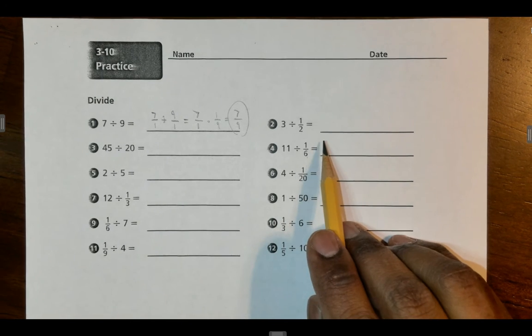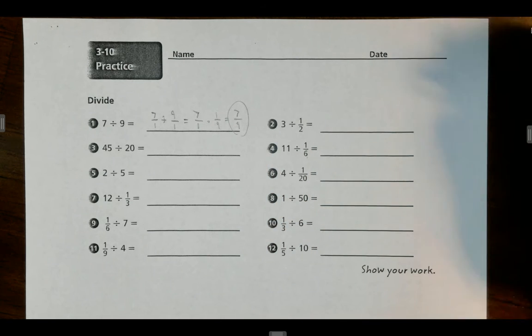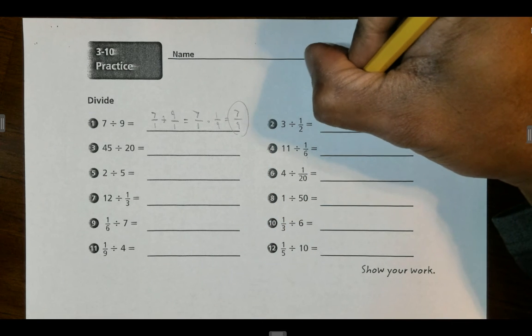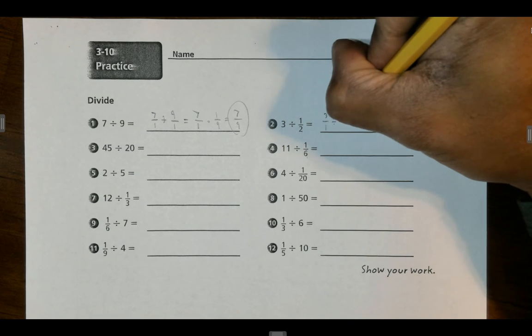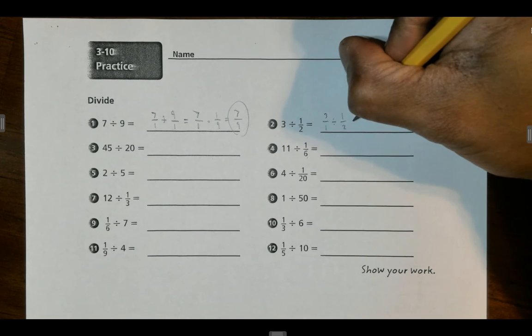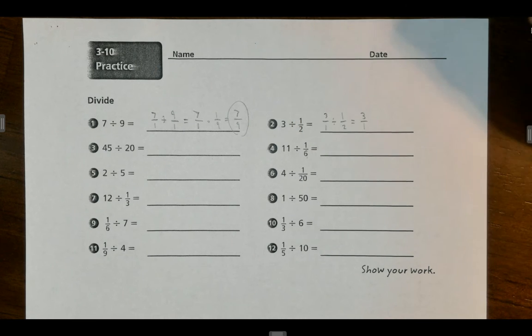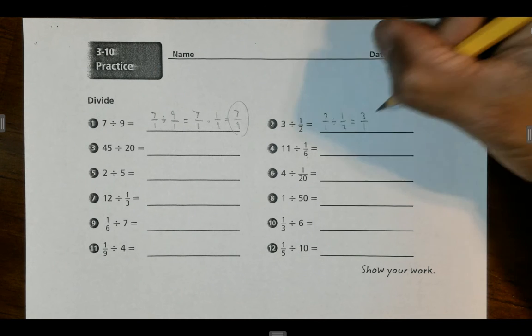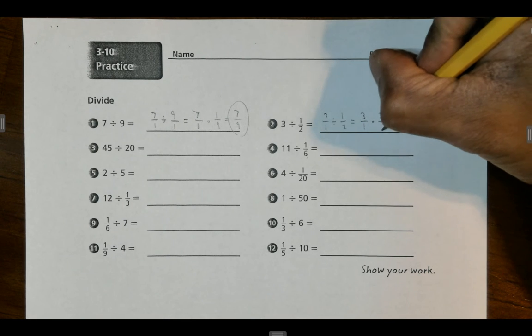And let's go over across here to number 2. 3 divided by a half. Again, when you see the whole numbers, let's rewrite the whole number as itself over 1. Divided by a half. Then keep what's on the left of the symbol the same. Change the symbol from division to multiplication. And flip what's on the right. 1 over 2 becomes 2 over 1.